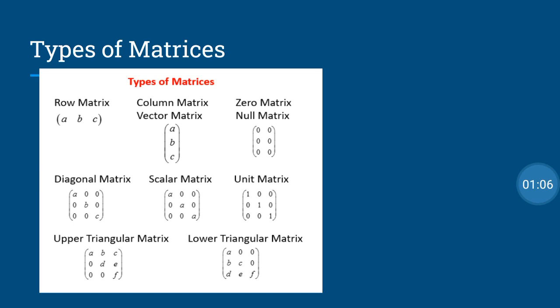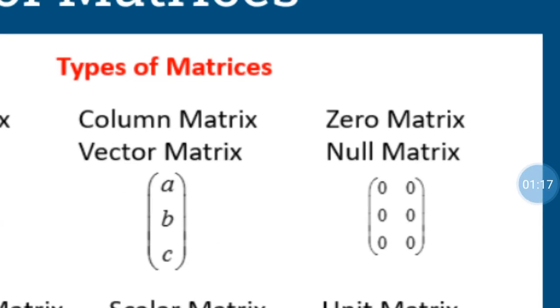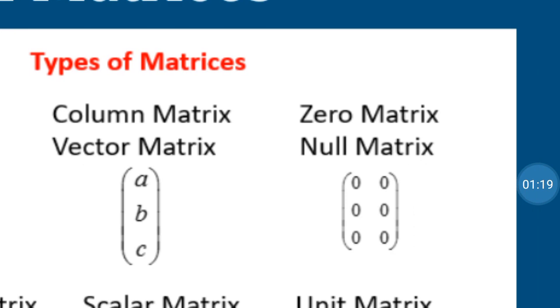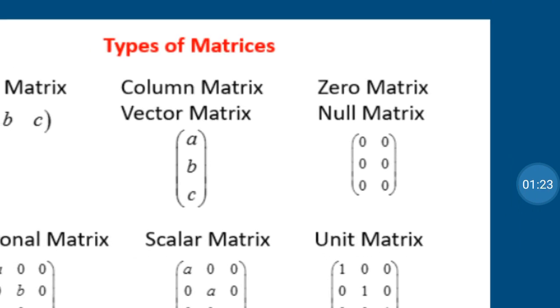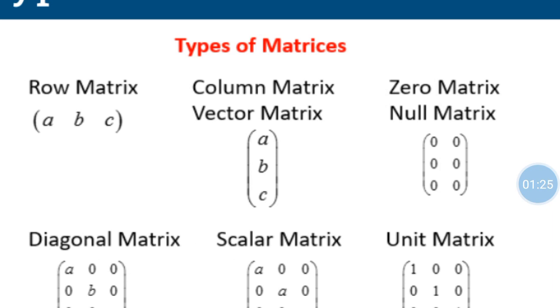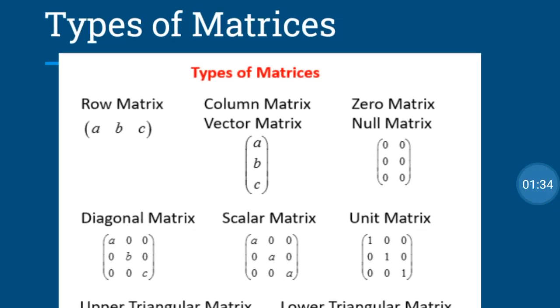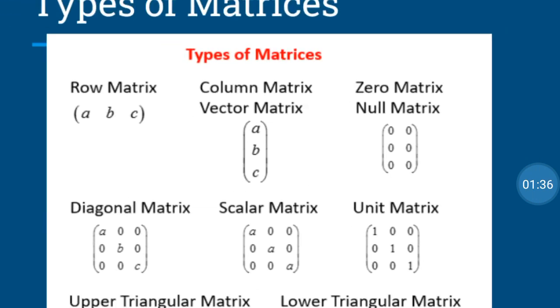A matrix which has only one row is called a row matrix. A matrix which has only one column is called a column matrix. Zero matrix is a matrix which has all the elements as 0. It can be a square matrix, it can be a rectangular matrix. It can be a row matrix, it can be a column matrix. But if every element of the matrix is 0, then it is called a zero matrix or null matrix.